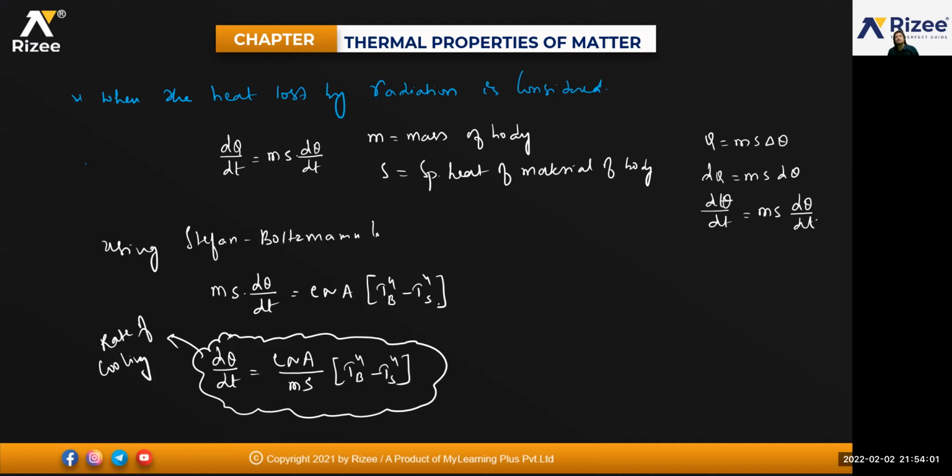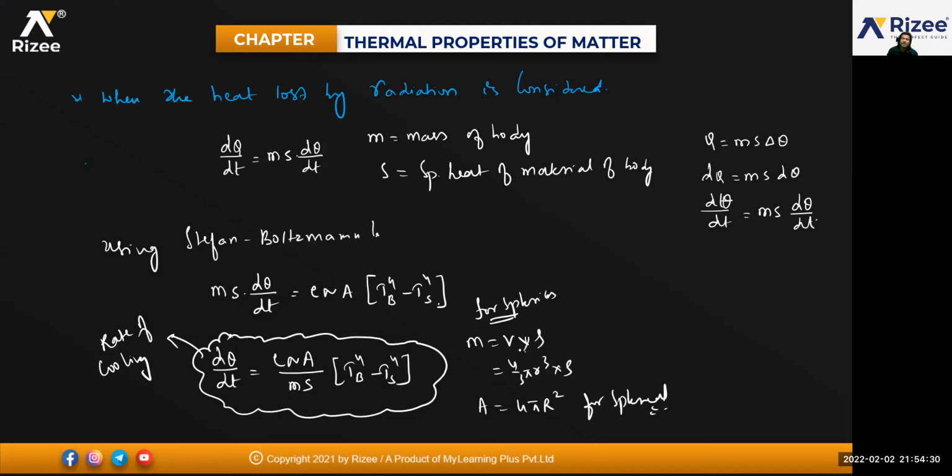So d theta by dt is equal to E sigma A divided by ms into the temperature terms. If mass is not given, beta, you can even take mass is equal to volume into density. Volume is equal to 4 by 3 pi r cube into density. Area of the body, if given for spherical bodies, is 4 pi r square. Depending upon the radiation, you can write the given conditions. Clear, beta?